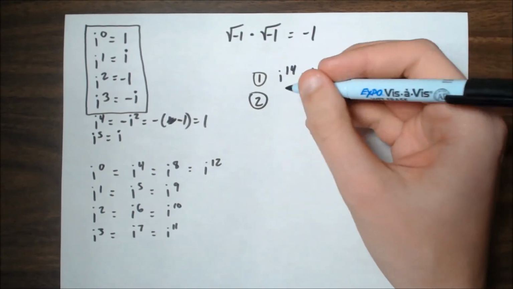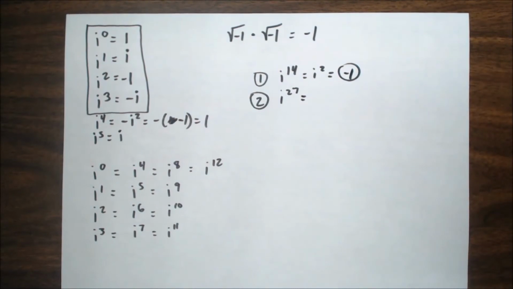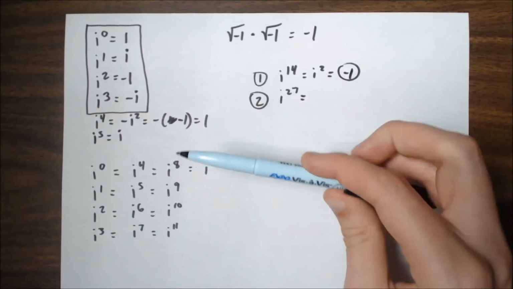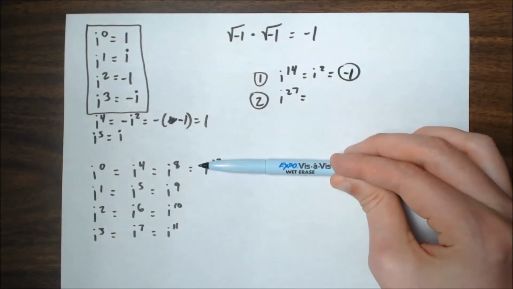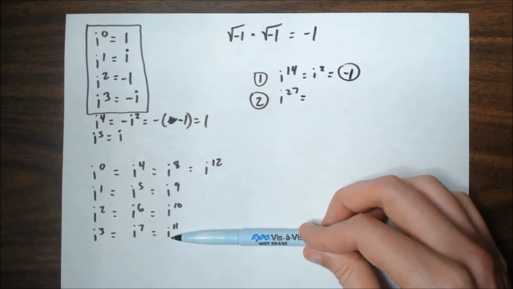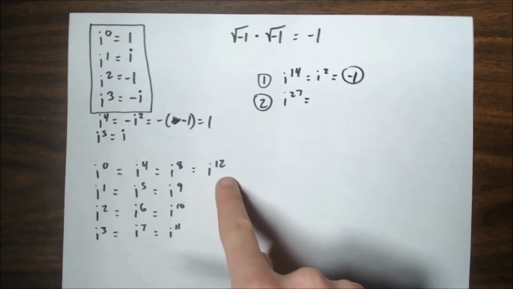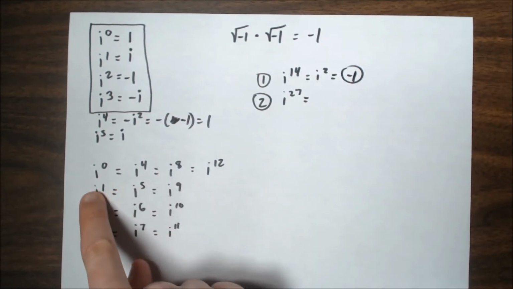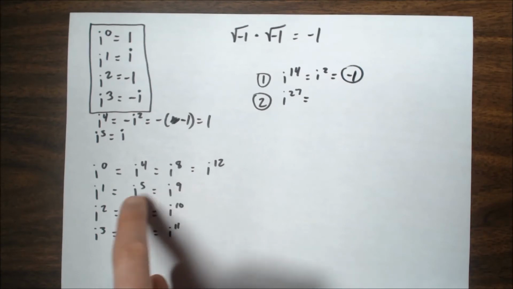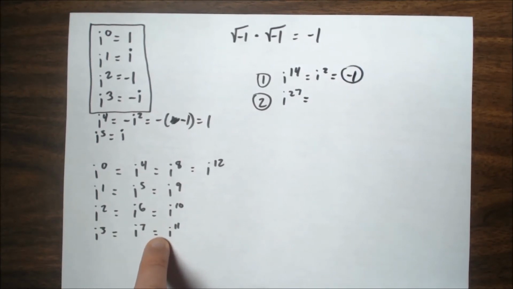Especially if I ask you a bigger number, like i to the 27th. Well, now we're starting to get to the point where I don't really want to count that out, okay? So we want to know a shortcut here. Do you see anything in common with these numbers versus these numbers versus these numbers versus these numbers? In other words, what does each row have in common? These are all the multiples of 4. These are all the multiples of 4 plus 1. These are all the multiples of 4 plus 2. And these are all the multiples of 4 plus 3.